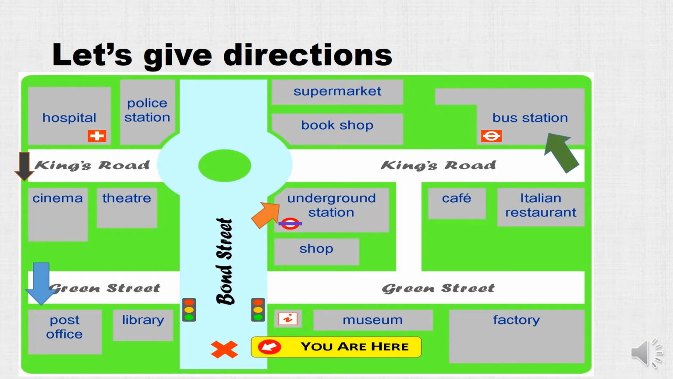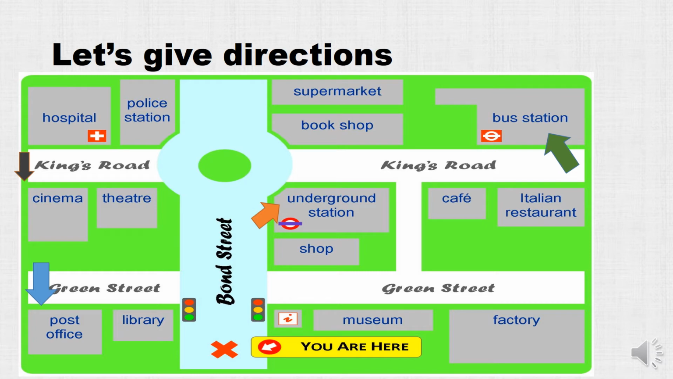Now we will do C, which is the cinema. Go straight on, go past the traffic lights and go straight on until you get to the roundabout. At the roundabout, go past the theater. It's the building next to the theater, opposite the hospital.